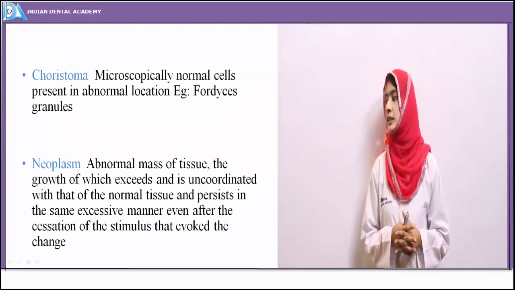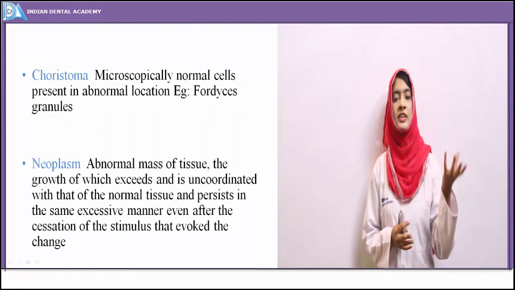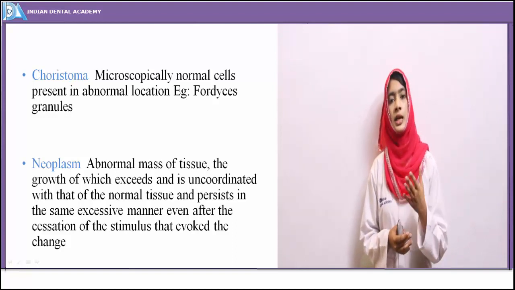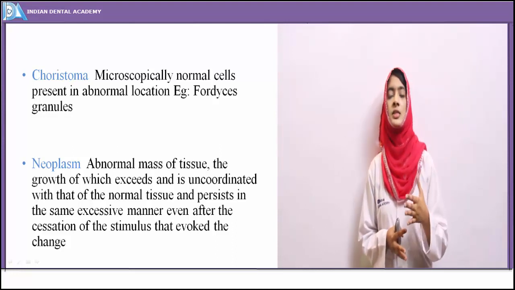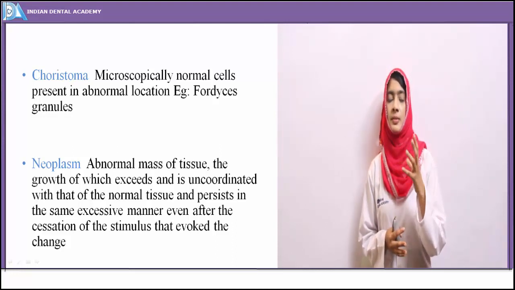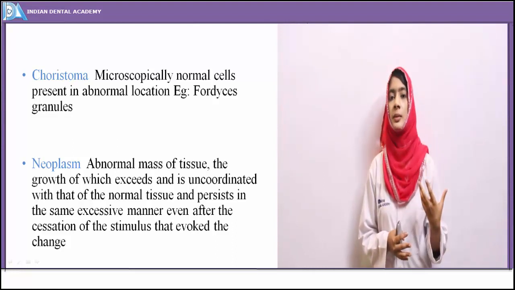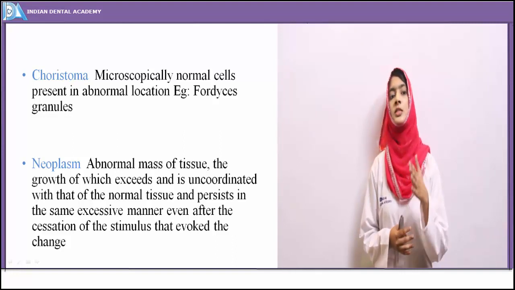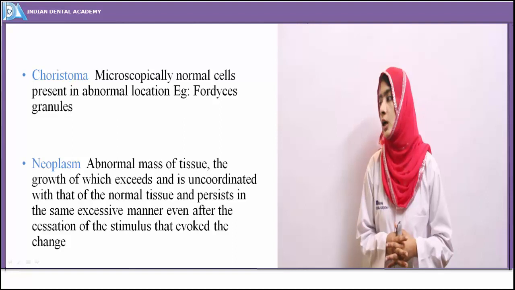Choristoma is basically microscopically normal cells occurring in different locations, like the Fordyce granule. Fordyce granules are basically the activity of a sebaceous gland present in the skin. Suppose the sebaceous glands are located in the oral cavity, mostly in the buccal mucosa; this appearance of sebaceous glands in oral mucosa denotes a choristoma.